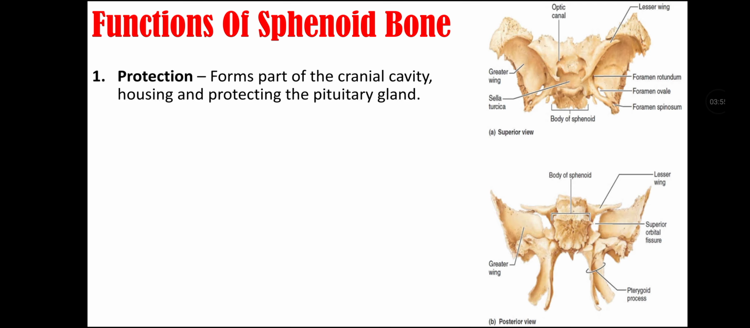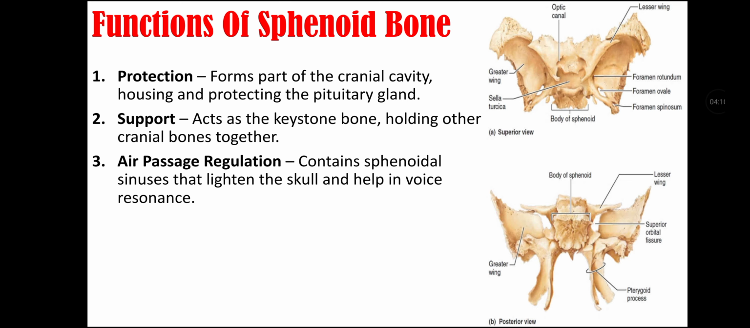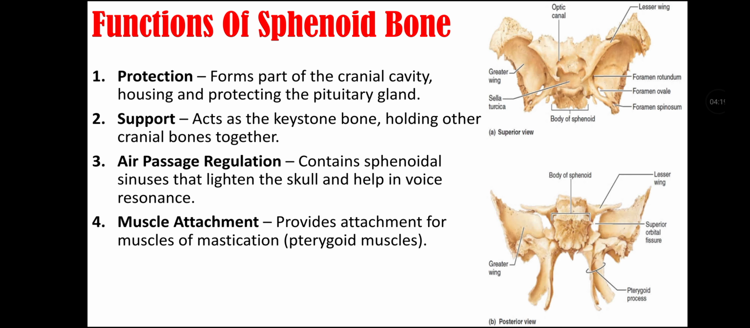Functions of sphenoid bone. First function is protection, as this bone forms part of cranial cavity, thus housing and protecting the pituitary gland. Second function of sphenoid bone is support, as this bone acts as a keystone bone holding other cranial bones together. Third function of sphenoid bone is air passage regulation, as this bone contains sphenoidal sinuses that lighten the skull and help in voice resonance.